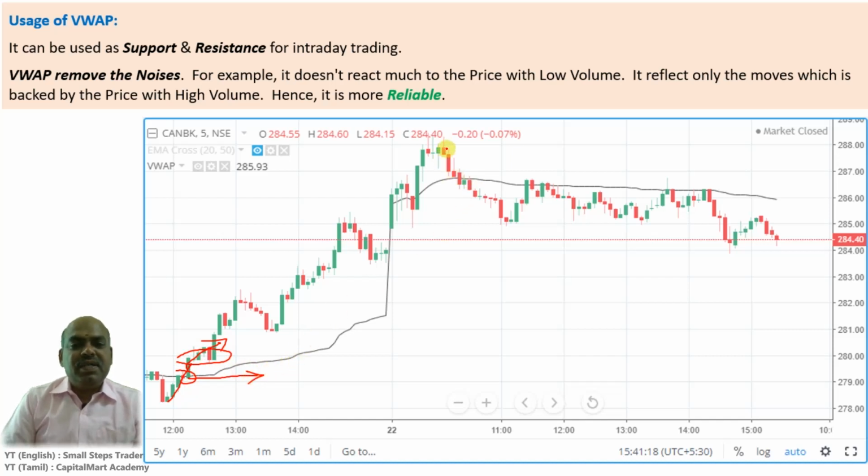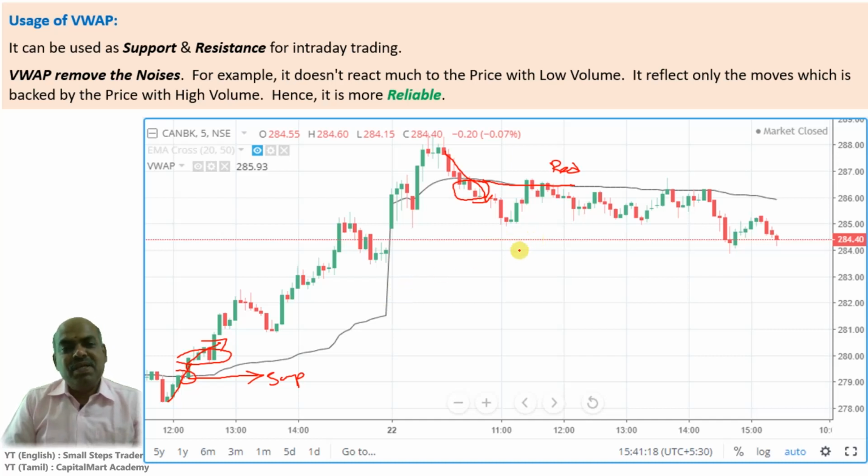See here, it cut from the upper side to the downside. Usually we will take the short position here. Once you take the short position, you can take this VWAP as a resistance. This is support here. So that's how you can use the VWAP as support and resistance.